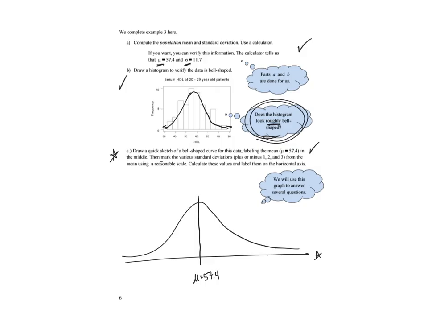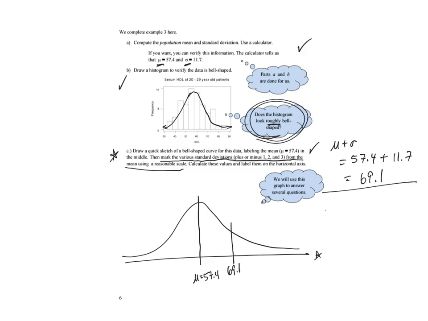And then I'm going to mark various standard deviations, plus or minus 1, 2, and 3, from the mean using a reasonable scale. So all I want to do is say mu plus sigma. Well, that's 57.4. I'm going to add to it 11.7. And what is that? 69.1. And then I'm going to give myself a fair amount of space between that and the mean, just so that I don't have all the numbers crammed together. I've got 69.1 there. And then for mu plus 2 sigma, well, that's that 69.1 that I had before. Oh my gosh, that's just terribly ugly. Let's try that again. Plus another 11.7. So let's add that in there.